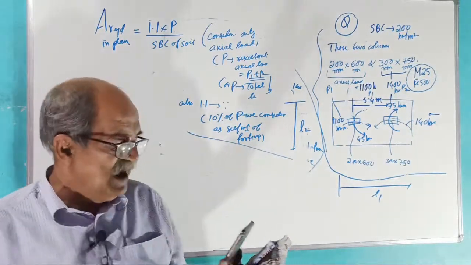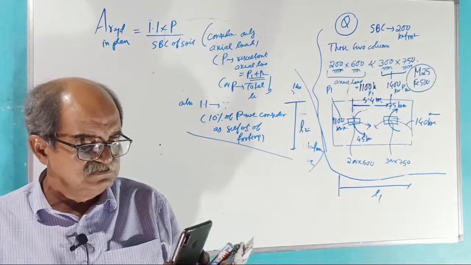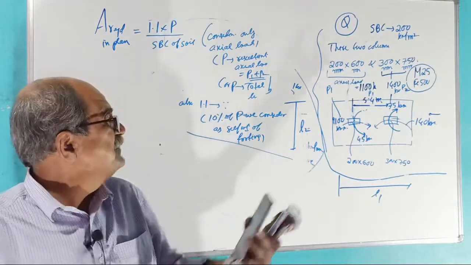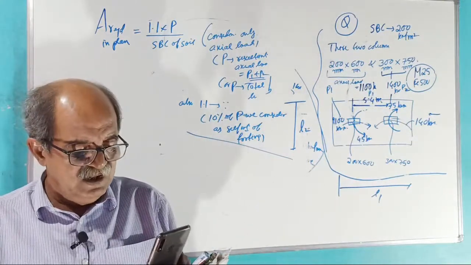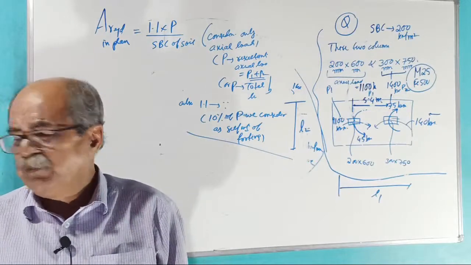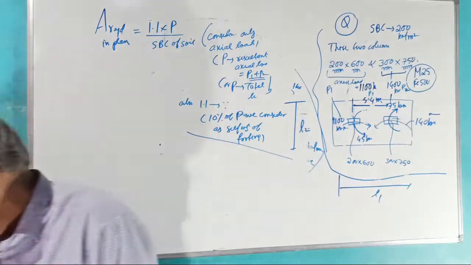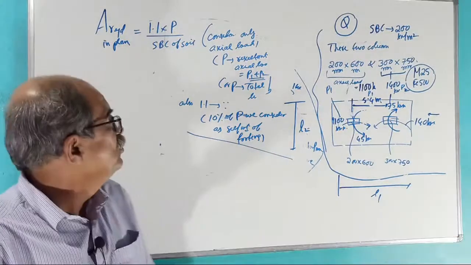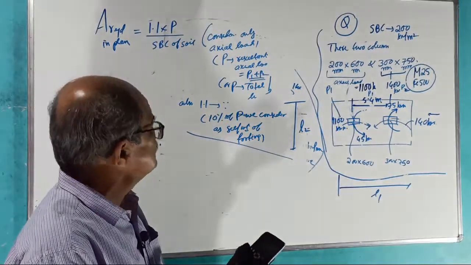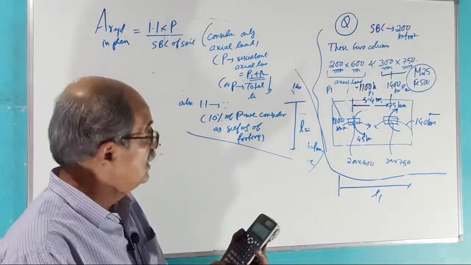5.4 meter. I changed to 5.4 meter. The spacing of column, 1 minute now. If I make 5.4, any problem will come? Just 1 minute. I will check fast. I do not want unnecessary later changes. 1 minute.